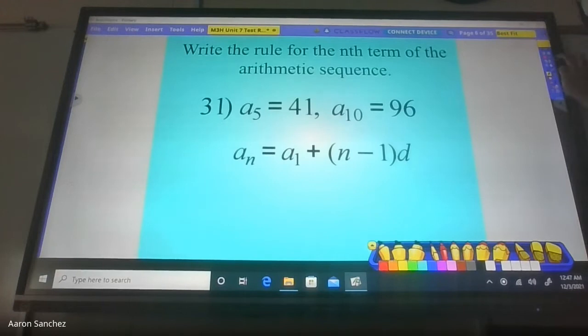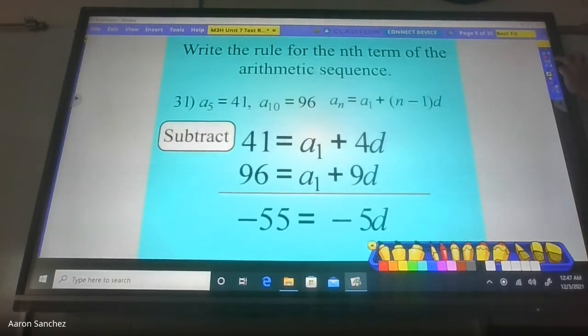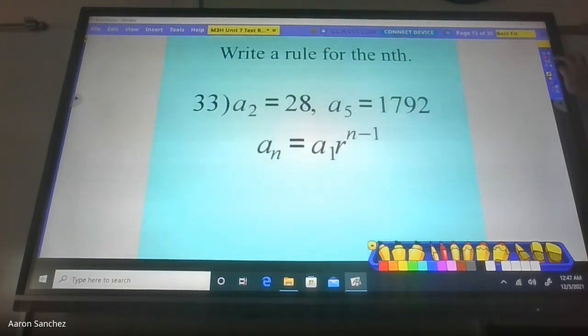Anyway, here's all the steps. Equals 11. There's the answer. Okay.